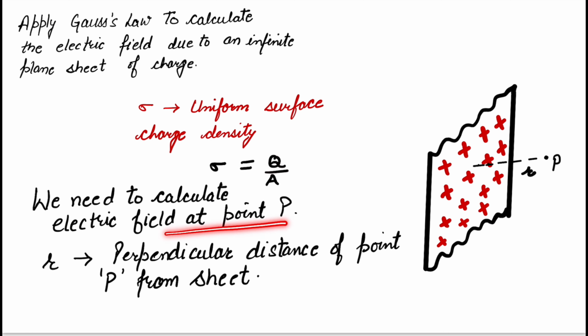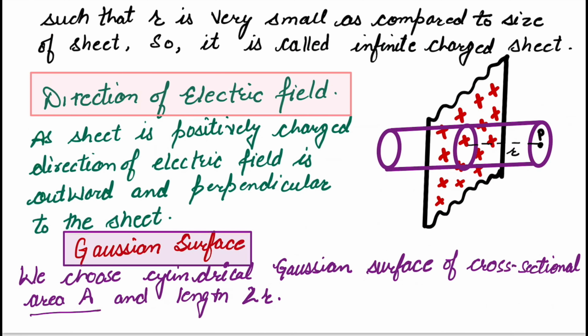We want to calculate the electric field at point P, and r is the perpendicular distance of point P from the sheet. Then we note that r is very small as compared to the size of the sheet. So, the sheet can be considered as infinite as compared to r.